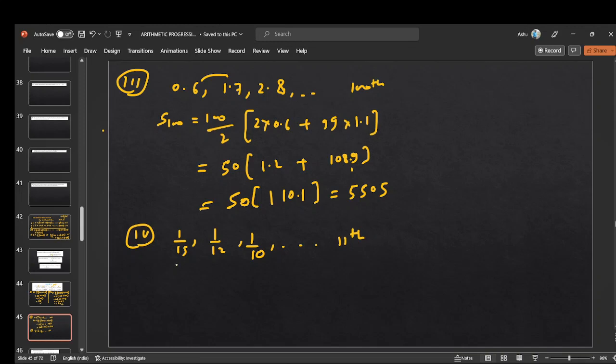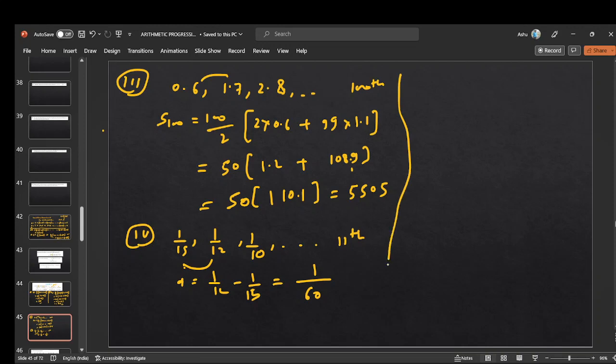So first we should find out the difference D. What will be 1 by 12 minus 1 by 15? Clear? Then what will be the difference? Here the LCM of 12 and 15 will be 60. Then 5 minus 4, that will be 1. So D will be 1 by 60.